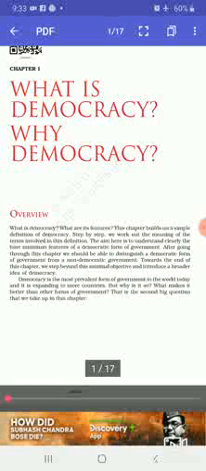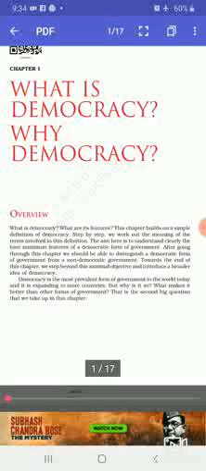This chapter builds on a simple definition of democracy. Step by step we work out the meaning of terms involved in this definition. The aim here is to understand clearly the bare minimum features of a democratic form of government. After going through this chapter, we should be able to distinguish a democratic form of government from a non-democratic government. Toward the end of this chapter, we step beyond this minimal objective and introduce a broader idea of democracy.